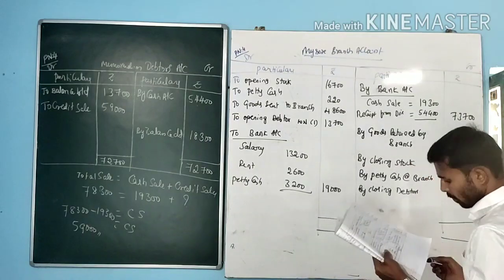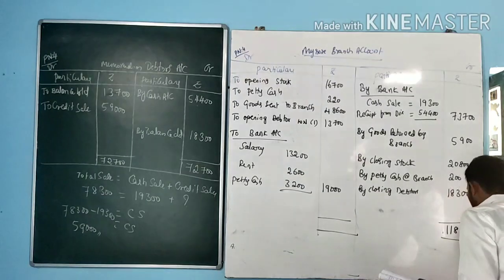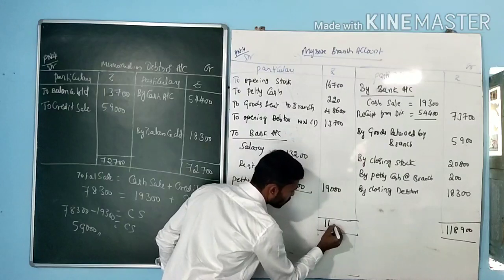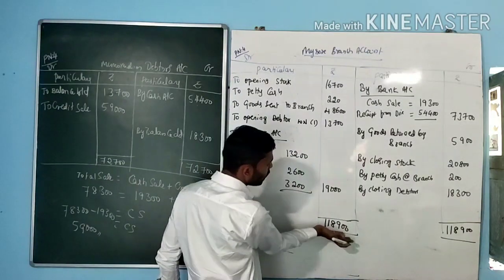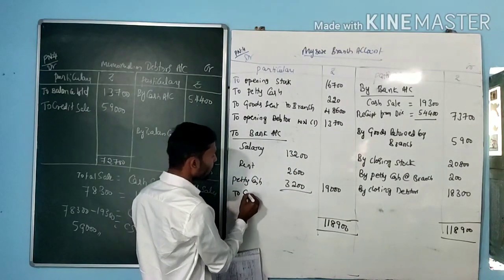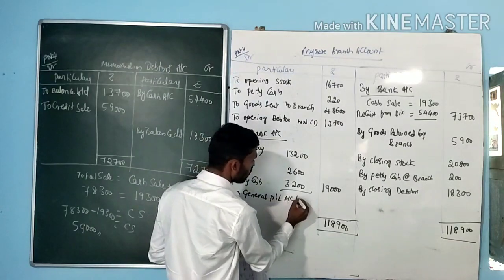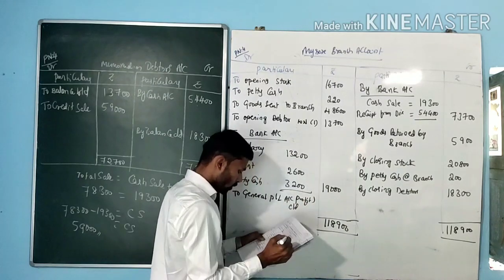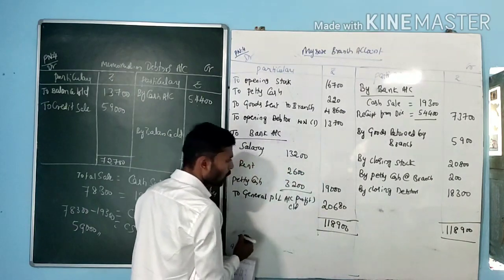Credit side, the total amount is 1,18,900, and make it balance from 1,18,900 minus the debit balance. Then you will get to general P&L account, that is profit carried on, amount 20,680. A very simple problem.